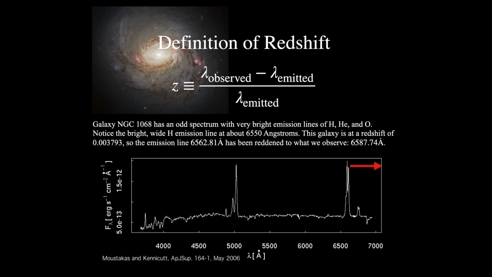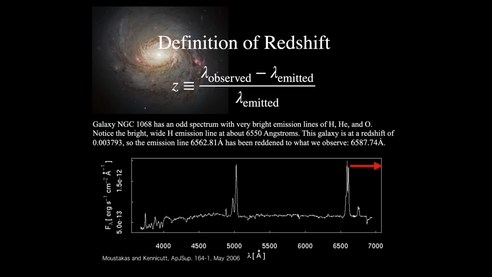And so when we look at the spectrum below, we see a bright hydrogen emission line right around 6550 angstroms. And this galaxy has a redshift of 0.003793, according to the NASA Extragalactic Database. And so this emission wavelength of hydrogen, which is H alpha, which is 6562.81 angstroms, has been redshifted to the observational wavelength of 6587.74 angstroms. So its wavelength has been lengthened by 25 angstroms. And that's important because the observed wavelength is longer than the emitted wavelength.